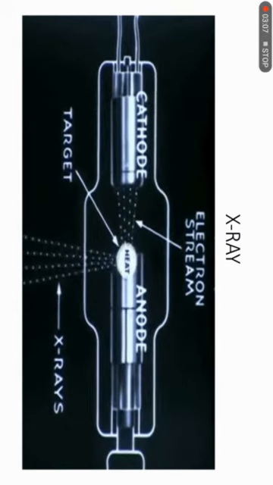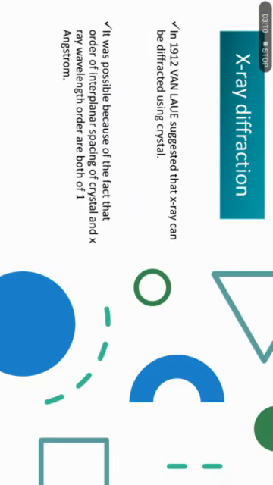Now moving on, X-ray diffraction. In 1912, von Laue suggested that X-rays can be diffracted using a crystal. So what was the need of that? To study crystal structures, we can use this diffraction technique. How did we get that we can use it? It was possible because the order of the interplanar spacing of a crystal and the X-ray wavelength are both about 1 angstrom.